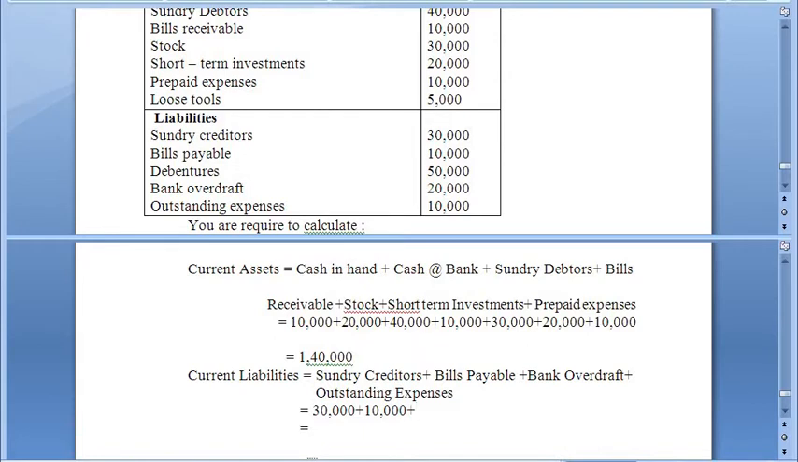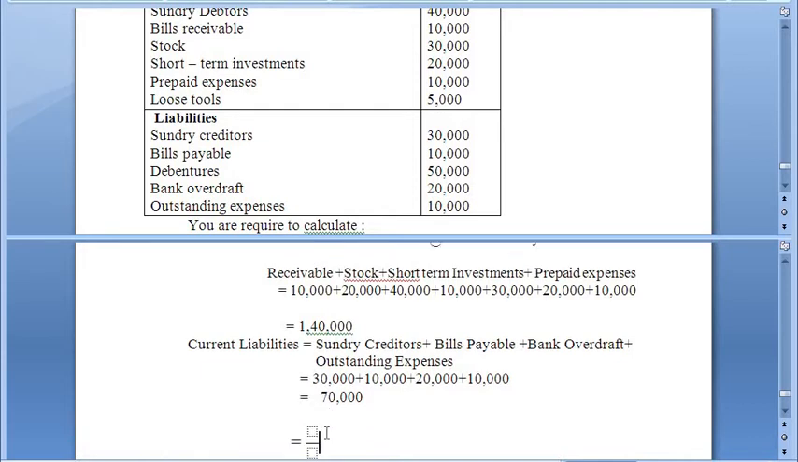After bills payable, bank overdraft, how much? 20,000. And the amount of outstanding expenses, 10,000. So 30,000 plus 10,000 plus 20,000 plus 10,000. Total how much? 70,000. Okay, we got the amount of current assets, we got the amount of current liabilities.